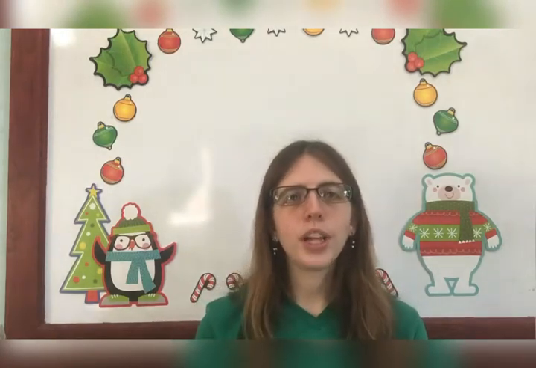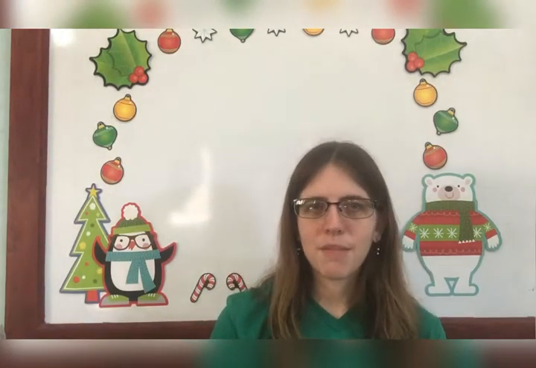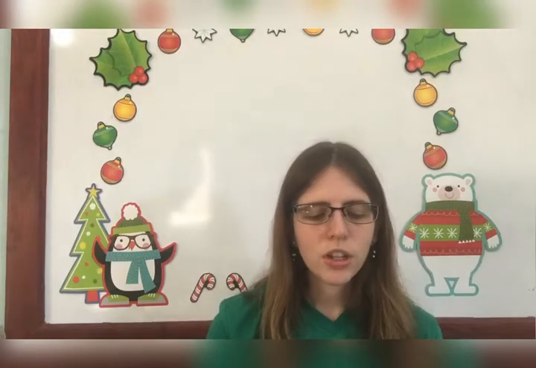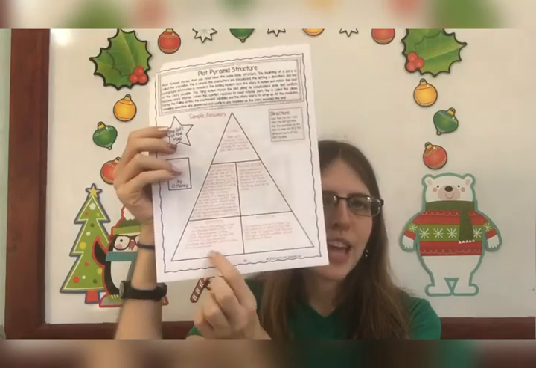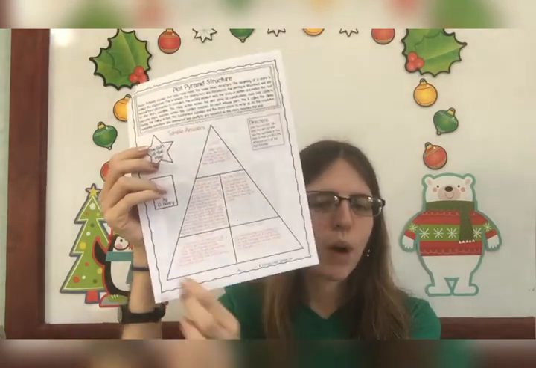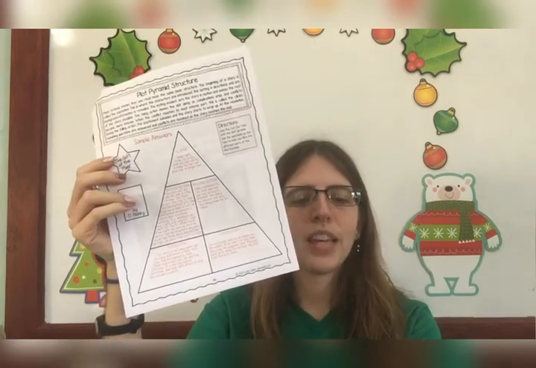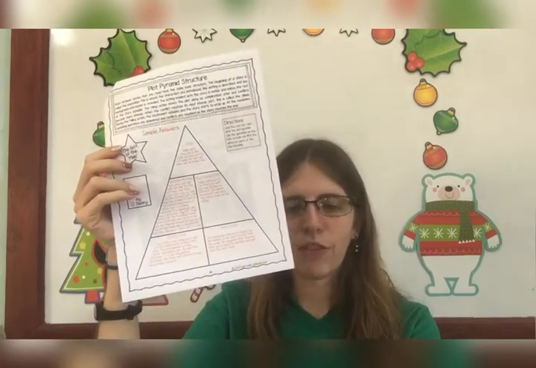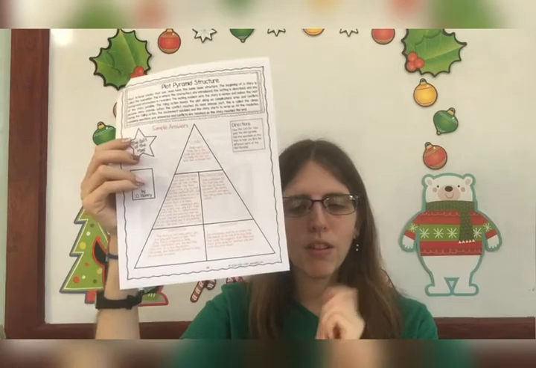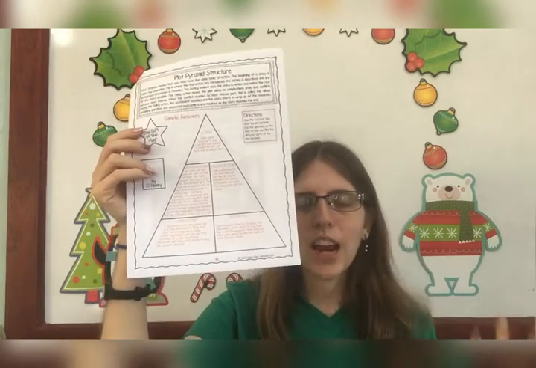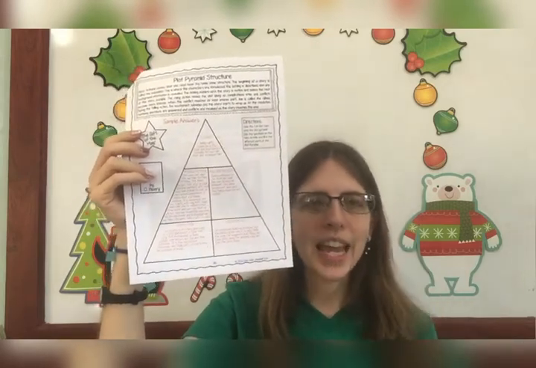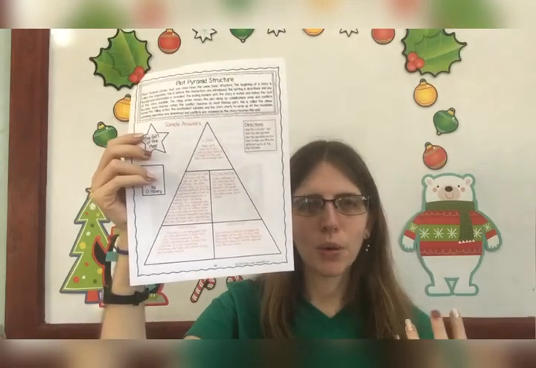So you are going to create a plot tree for The Gift of the Magi. You are going to start in this first square with the exposition. So write how the story begins. Remember, that's what the exposition is. It's the first part. So tell me the first part of the story, who the characters are, where the setting is, what's the basic idea of what's going on.